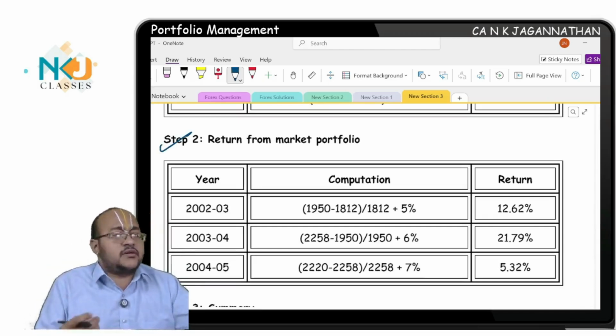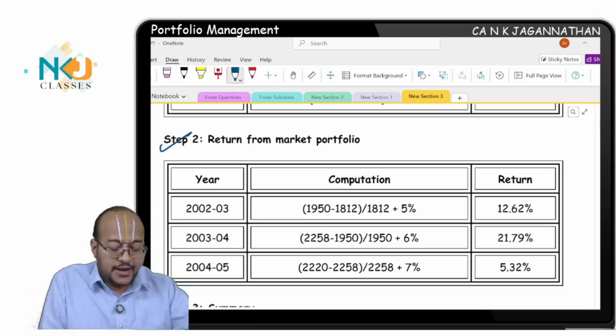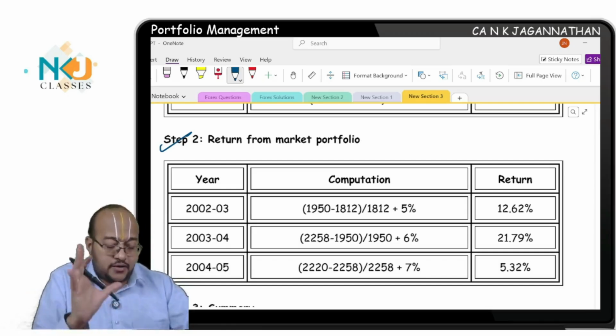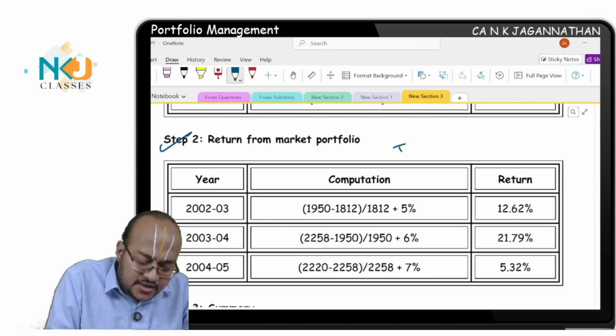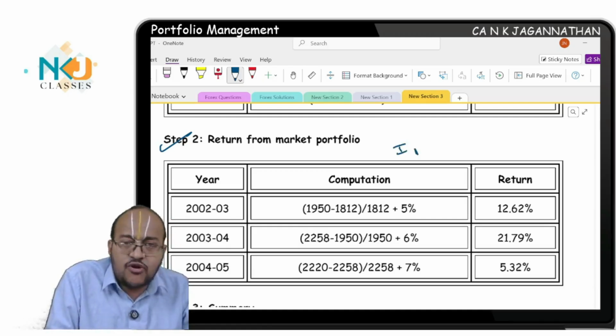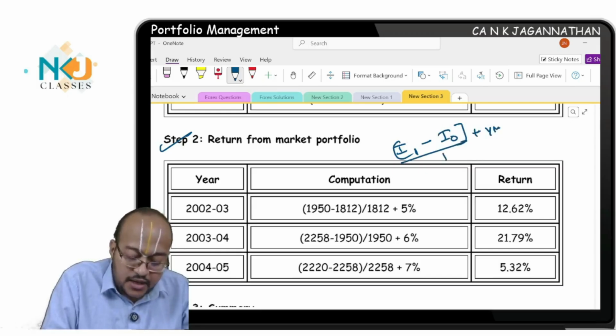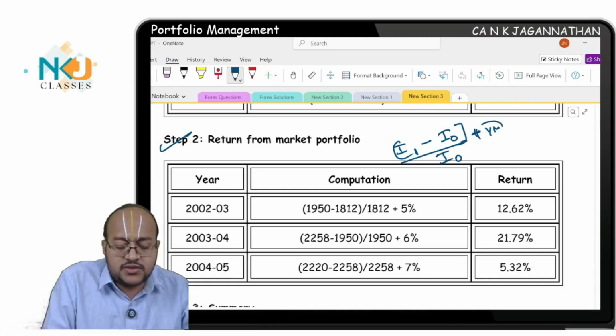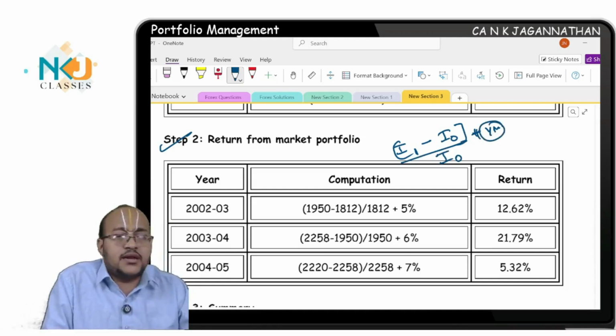Sometimes the market return will be straight away given. Sometimes they would have given the data to compute the market return. How to compute? Same way: index at year end, I1, minus index 0, the year beginning index, divided by index 0, plus the yield, because this is yield. You can add it separately.